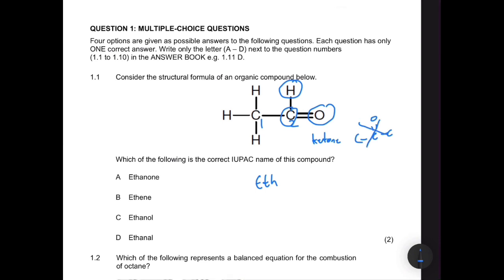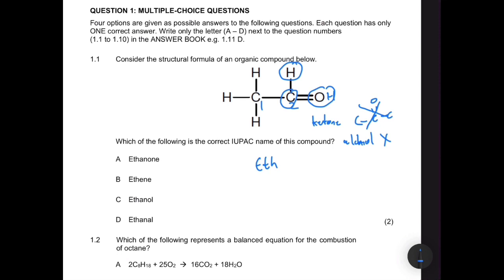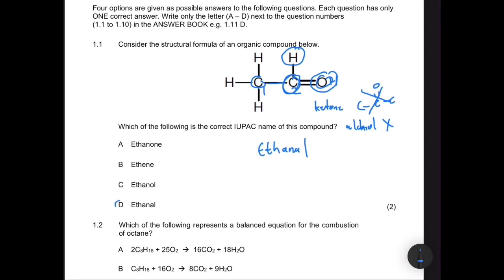And then instead of O, if we had OH, then it will be an alcohol, right? But then we don't have that. So it's clearly not an alcohol. And then if this carbon was bonded to an oxygen and an OH, then it was going to be an acid, right? And then it's clearly not. This carbon is only bonded to an oxygen, another carbon, and a hydrogen. That's an aldehyde. So our name will end with ENAL. So we have ethanal, and that is option D.